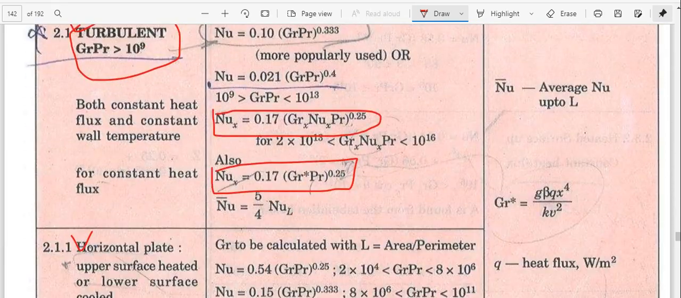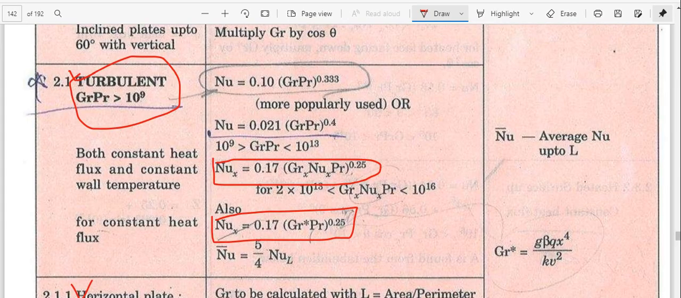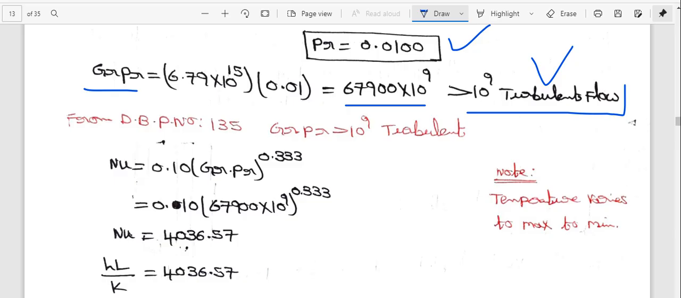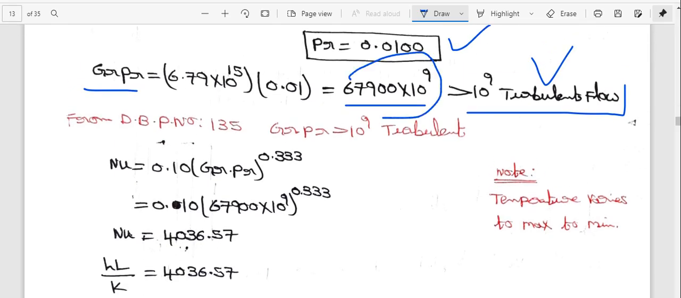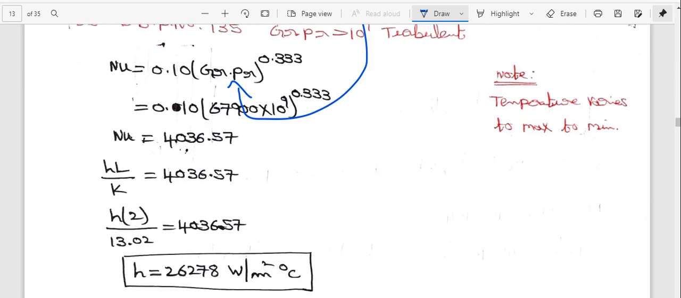So vertical plates. This is the vertical plate formula. In this condition, the format is not mentioned, so this is the vertical plate. This is the general condition, more properly used. So Nu equal to 0.10, taken from page number 135. So Nu equal to 0.1, the Gr value is a known term, the Pr value is a known term. We already calculated this Gr Pr value. We need to substitute in this area. So Nu equal to this value.